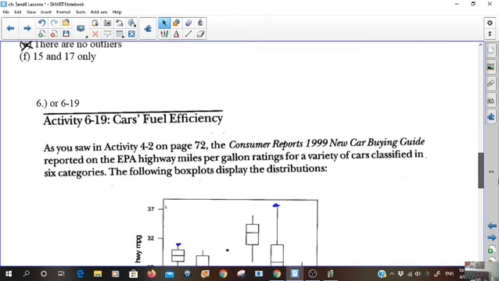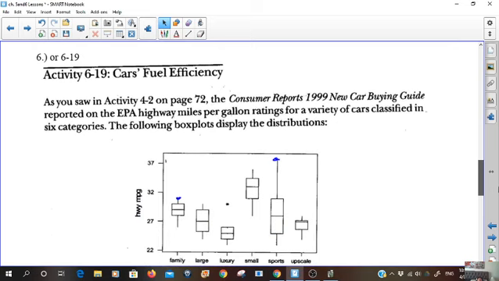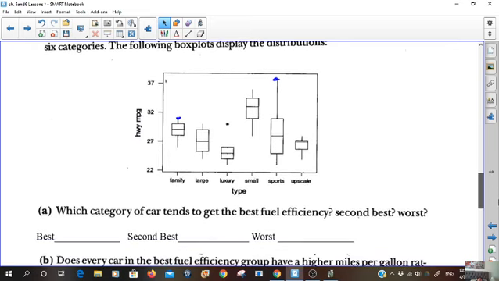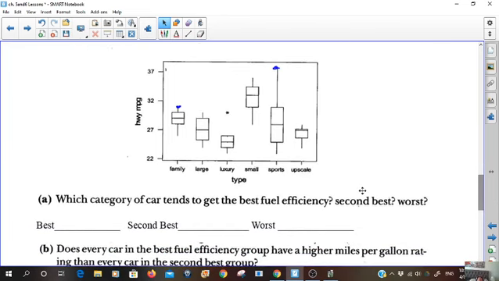Awesome. When you get to the back side, which is activity 6-19, which category tends to be the best fuel efficiency, second best, and worst? So the best fuel efficiency would probably be small vehicle, right? And then second best, you might say sports, because that does go high up there, but also has low down there. And then worst is definitely luxury. So those are your answers there for part A.